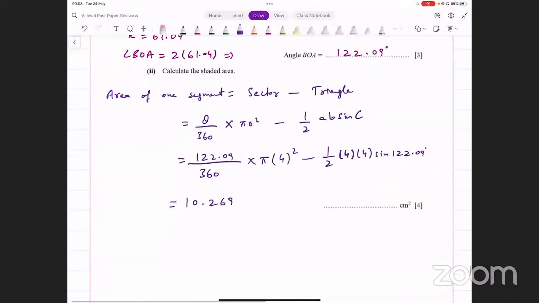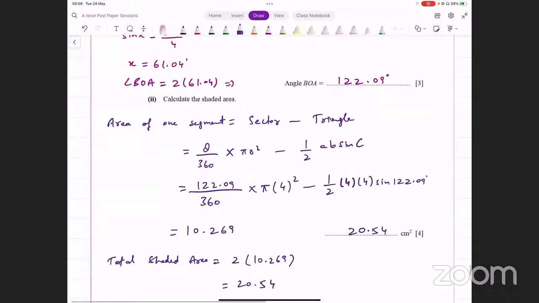What about the total shaded region? Total shaded area, what is that going to be? Total shaded area मेरे पास आ जाएगा, इसको 2 से मल्टीप्लाई कर देंगे, 2 into 10.269, and that's going to give me the result. And let's see what that turns out to be. Multiply this by 2, that is 20.538. That's 20.54. That's the total region. Total shaded area 20.54 centimeter square. ठीक है, ये आपके पास total shaded area आ गया.